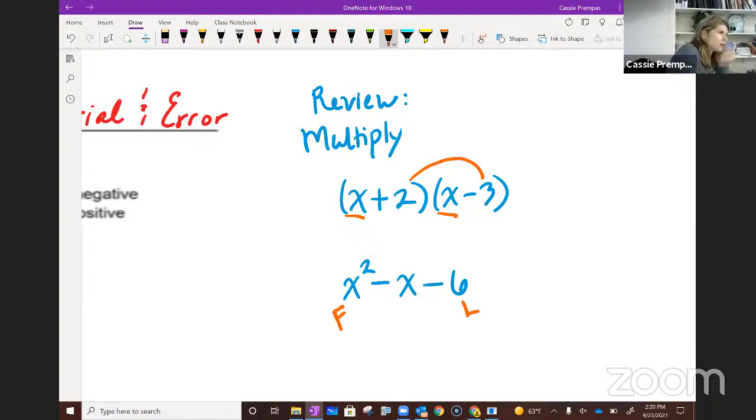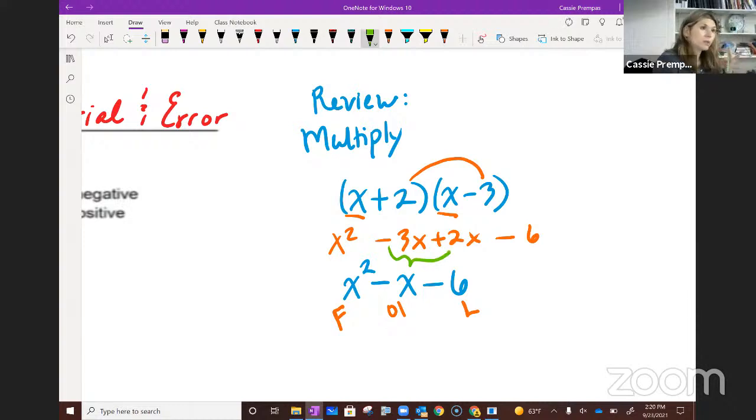What did the middle number come from? Exactly right. The outside and the inside. So your work should have looked like x squared, and then you had your outside -3x and your inside 2x, and then your last term. So these two pieces are what make up the middle term.